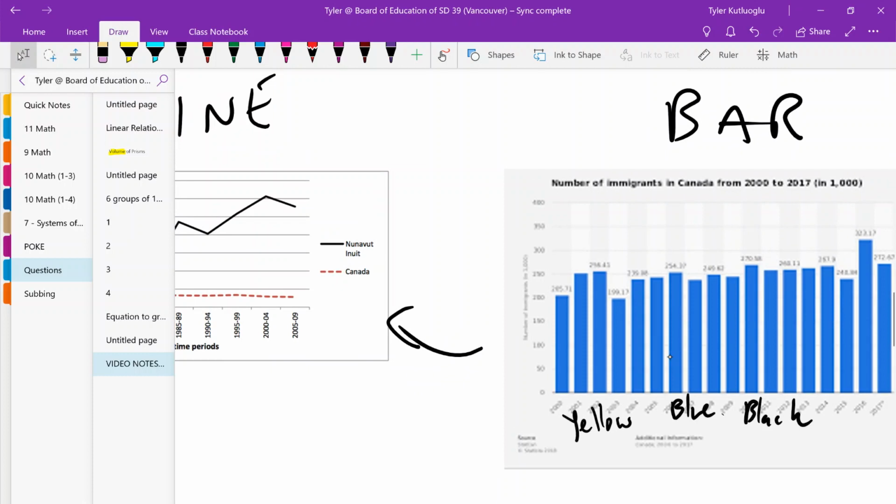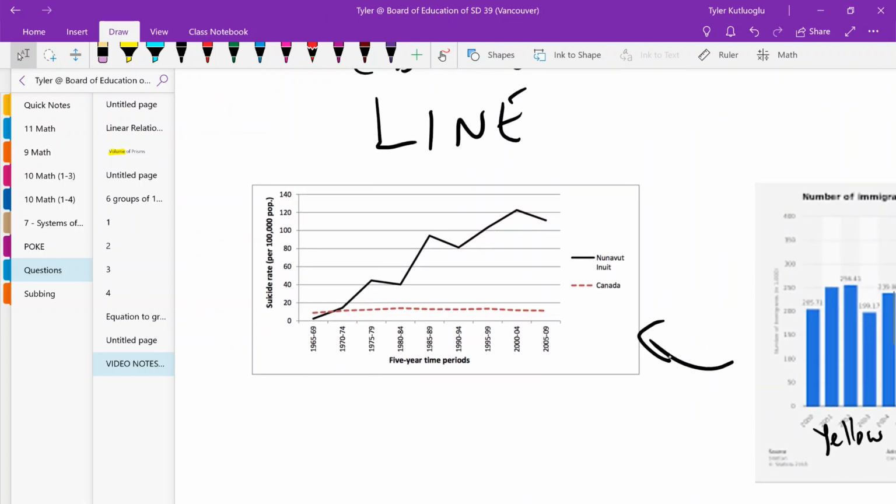The other important thing with graphs, so in this graph, if we read it carefully, it's about the suicide rate in Nunavut, in Inuit people living in Nunavut, and the rest of Canada. So as we can see in Canada, suicide exists. It's not at zero, and it's been pretty steady for the past, what is that, almost 50 years, 40 years in this graph. But obviously in Nunavut, it's going up by a lot. We can see that right here.